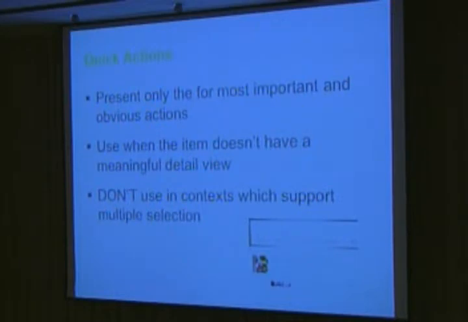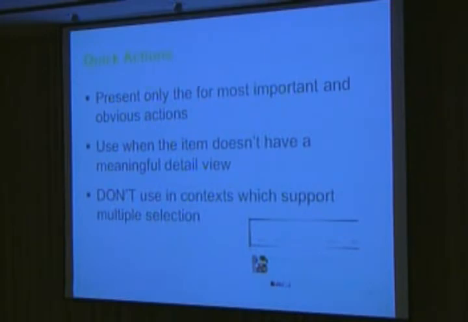Don't try to include like 20 actions within the pop-up, because that doesn't make sense and confuses the user. And use it when the item doesn't have a detailed view. For example, the user icon, you probably don't have a detailed view after that. So use it in that case. And finally, don't use this pattern when your list view supports multiple selection, because it's contextual specific.